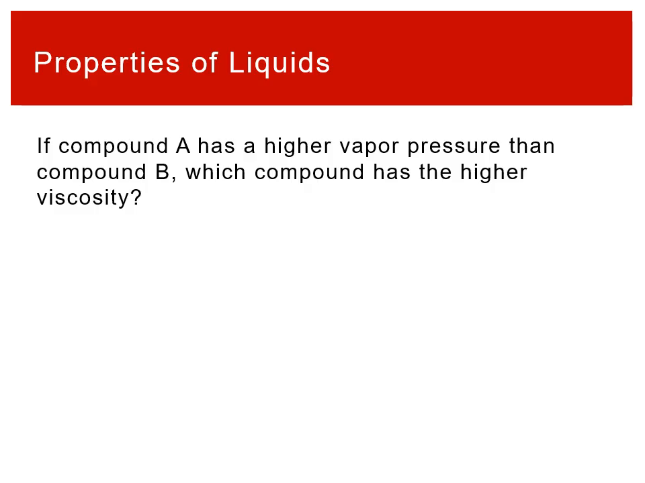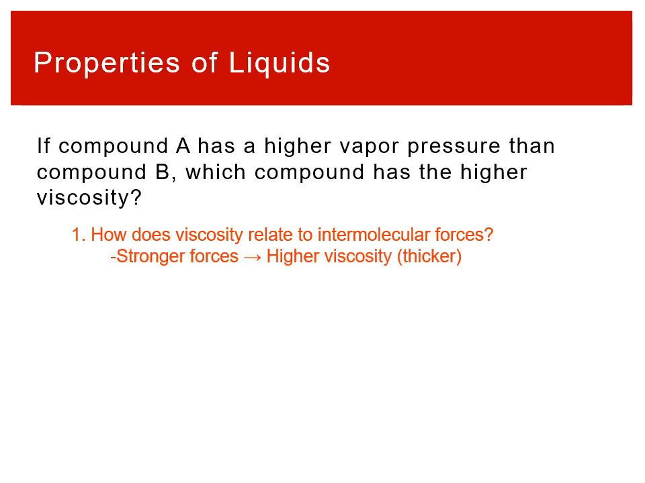We can start to know all of the properties of the liquids, at least relative, if we're dealing with two compounds. So if I want to know which compound has the higher viscosity, in order to relate that between compounds, I need to know how it relates to intermolecular forces. And we know that strong forces lead to higher viscosities. Those are, remember, thicker liquids. They don't flow very well.